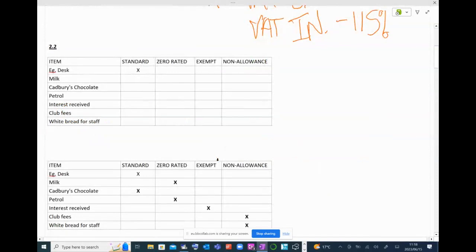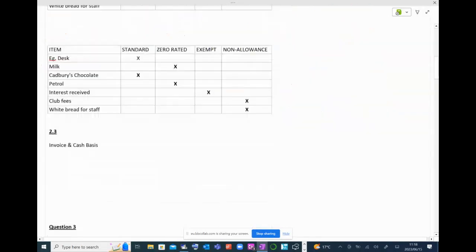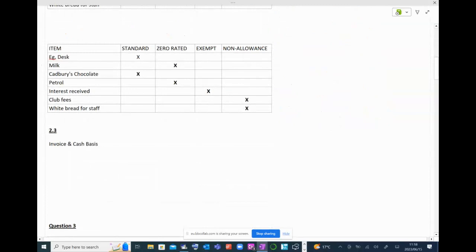Here, guys, you need to know your VAT categories. One way or another, we are testing you on this. But in the interest of time, because I want to get to the more difficult thing: milk is zero rated. Remember vegetables, carrots, fruit, milk, brown bread are zero rated. Why? Because we don't want to make these goods expensive. Everybody must be able to afford the basics, to afford brown bread and milk.